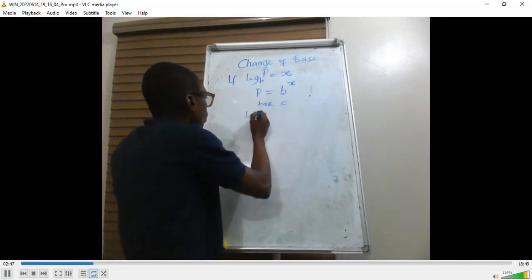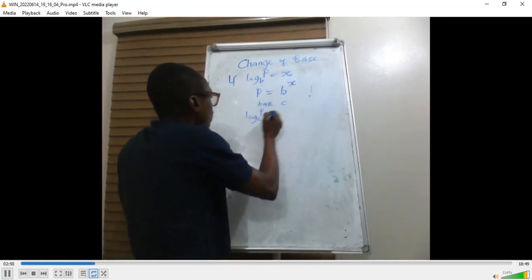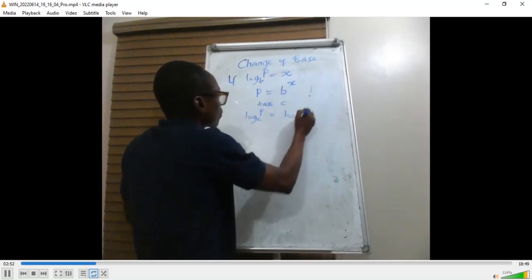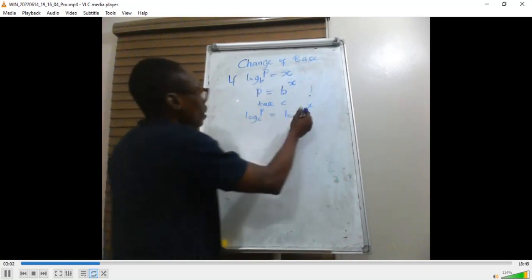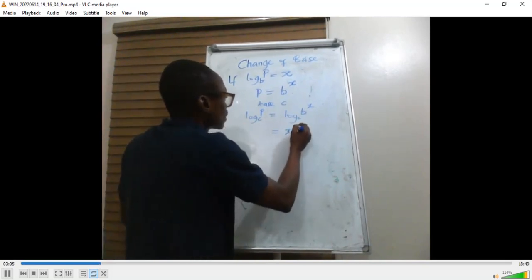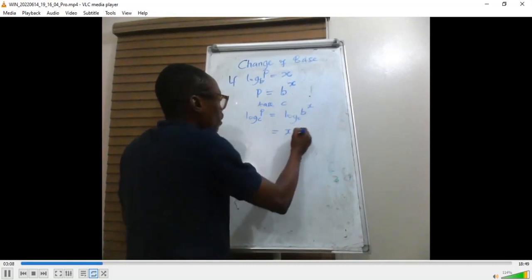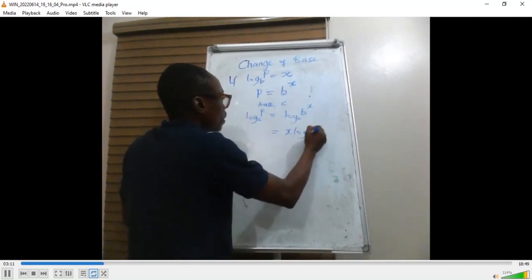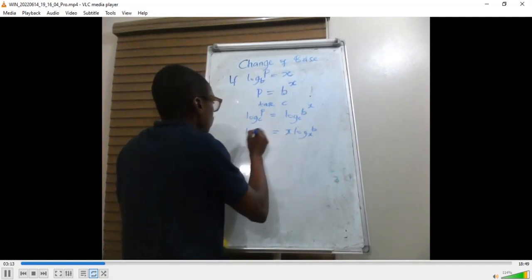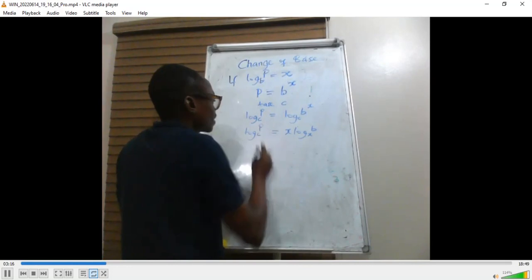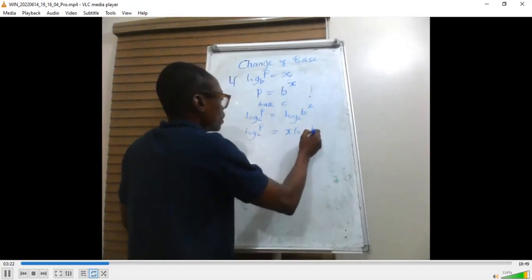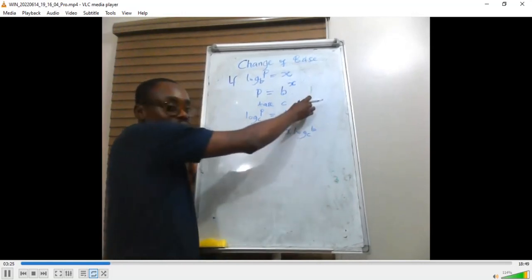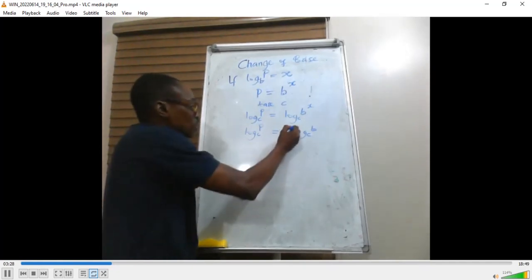So we're going to take the logarithm of p to base c and the logarithm of b raised to power x to base c as well. Okay, so from here right now, this can be simplified: the power x can come behind the log, x log b base c. The index here has dropped down behind the log.